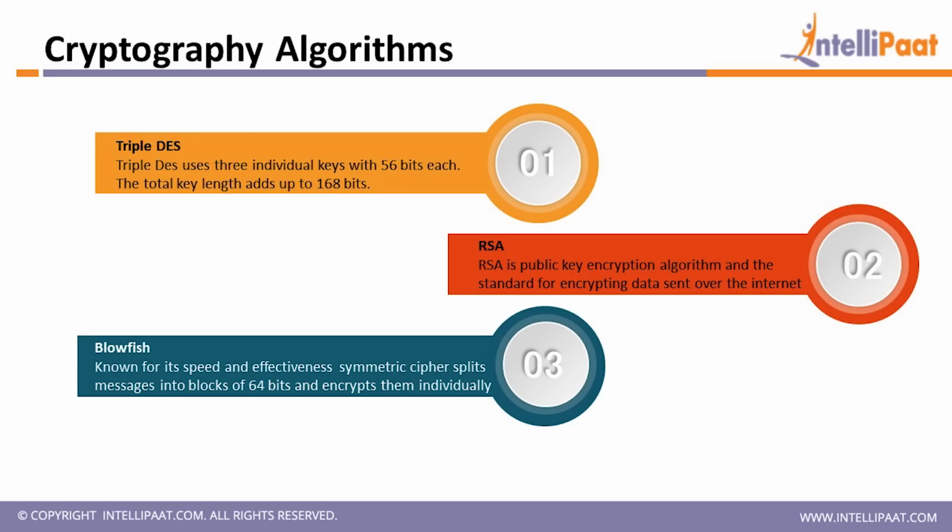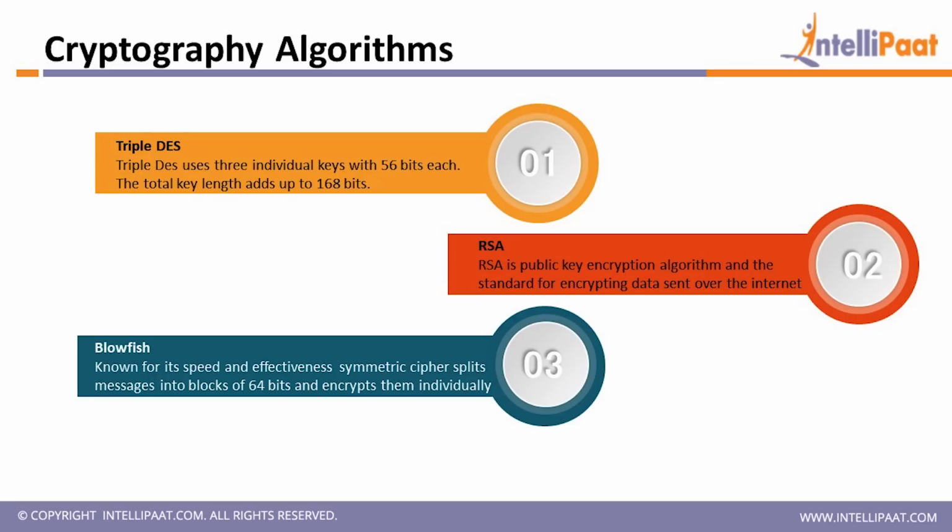So let's see what methods we can use with our cryptographic algorithms. There are three algorithms majorly used with blockchain. Triple DES uses three individual keys with 56 bits each. In this way, the total key length adds up to 168 bits.